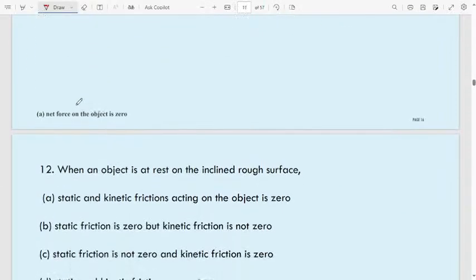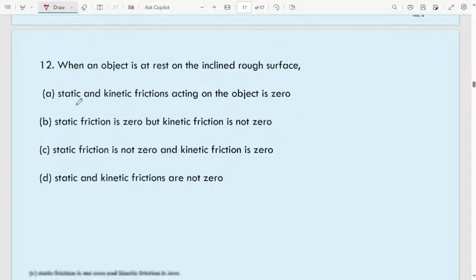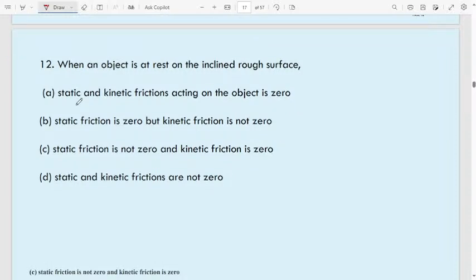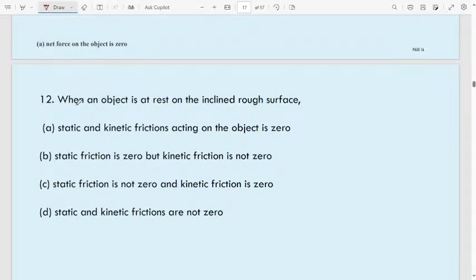Let us move to the next question. That's why those of you who are not able to follow this type of question, once again I will explain in detail when I explain the topic friction. Okay. Question number 12. But this also comes under motion. Some questions will be based on motion and friction combined.